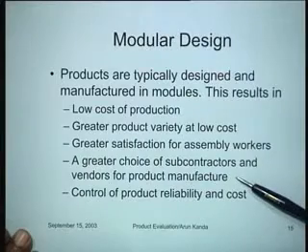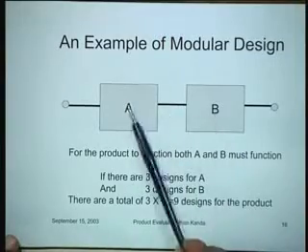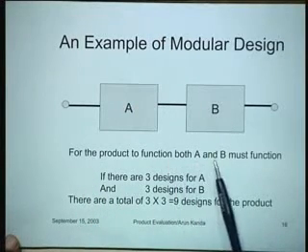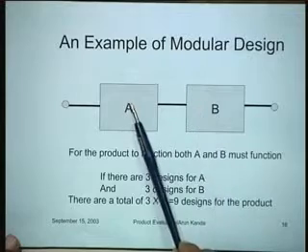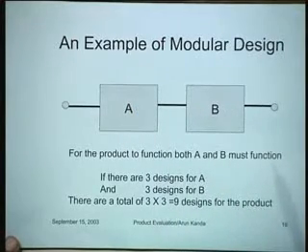There's a greater choice of subcontractors and vendors for product manufacture. And control of product reliability and cost can be made easier. So we'll take a small example of modular design and see how we work with it. Suppose there is a component which has two subcomponents A and B, and we are assuming that for the component to function, both A and B must function. If any one fails or both fail, then the product is a failure, right?